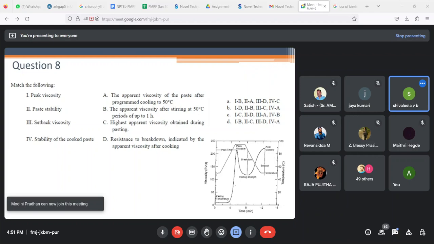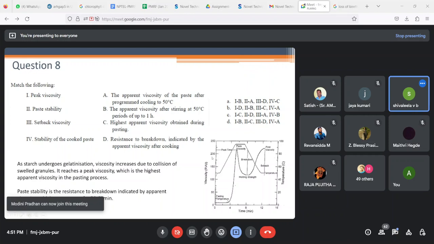The moment you start breaking the starch particles, you'll have smaller fragments. So now it is no longer difficult to stir, or the viscosity is no longer that high once you break the starch granules. So this breakage of the starch granules results in a decrease in the viscosity, and this is what is known as the breakdown. So this will tell you how drastically this drops, and how stable the paste is.